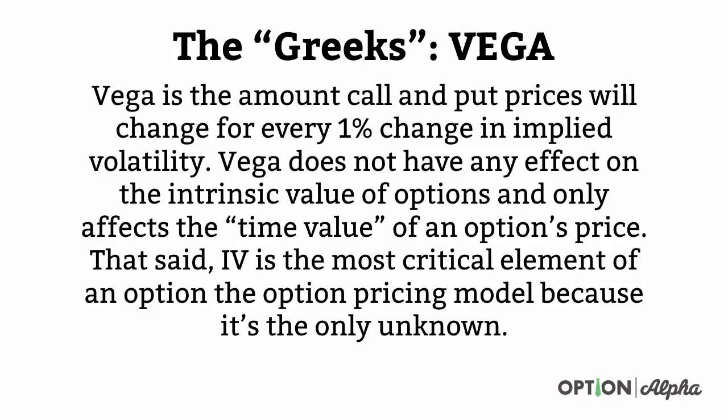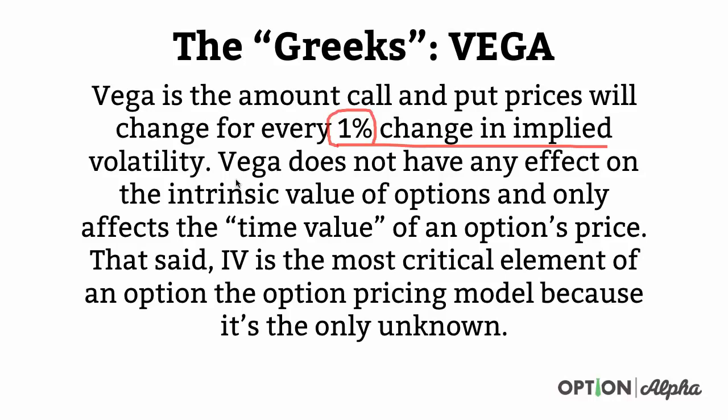So vega is the amount that a call or put price will change for every 1% change in implied volatility of the underlying stock. Again, it's always based on a 1% move up in implied volatility, and it basically shows you how much money you'll make or lose if all else stays the same, everything else stays the same, and implied volatility goes up.